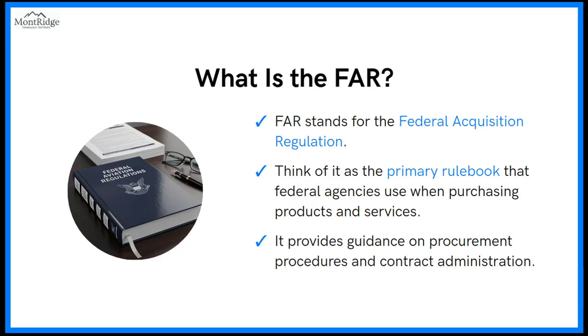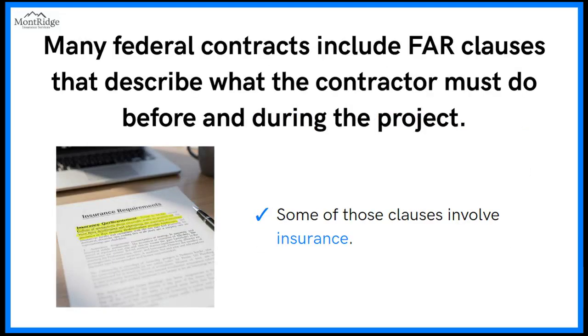Think of it as the primary rulebook that federal agencies use when purchasing products and services. It provides guidance on procurement procedures and contract administration. Many federal contracts include FAR clauses that describe what the contractor must do before and during the project. Some of those clauses involve insurance.